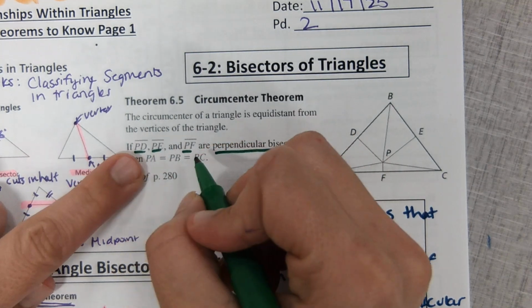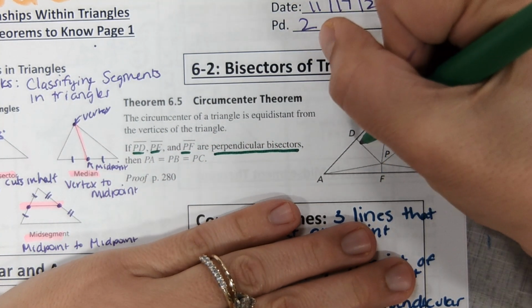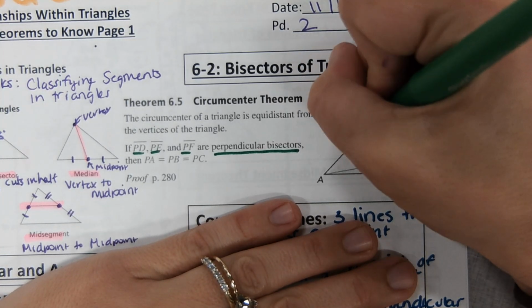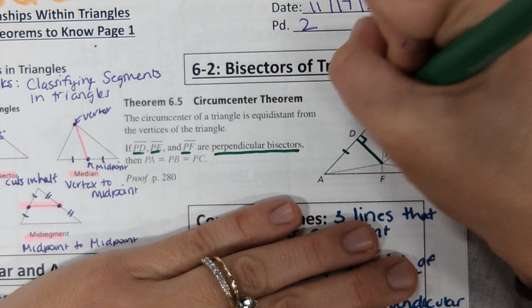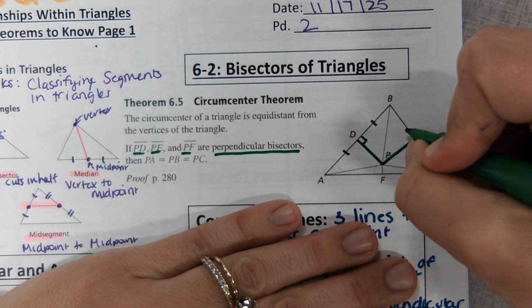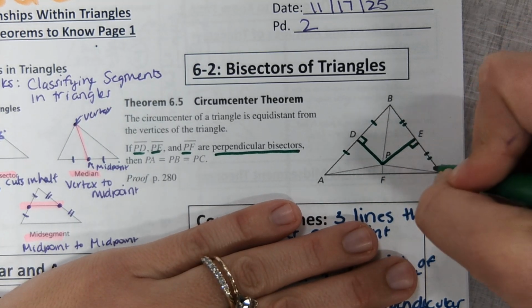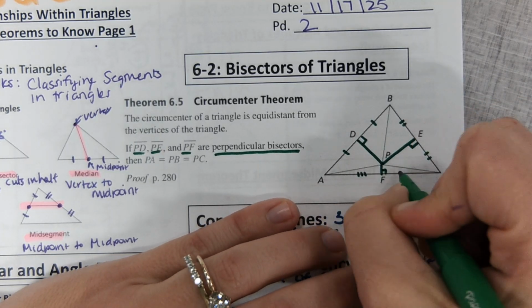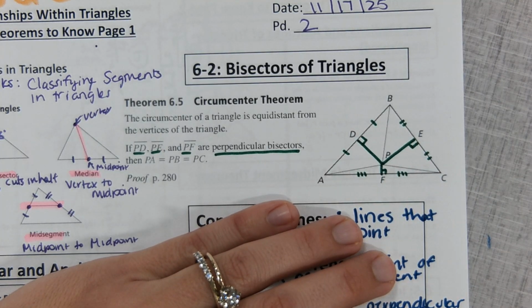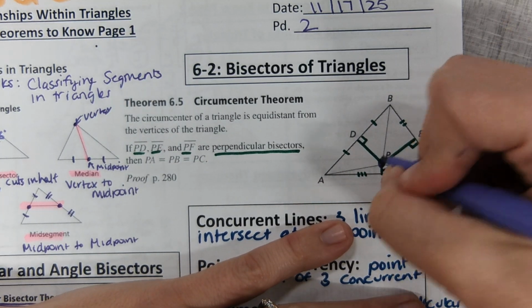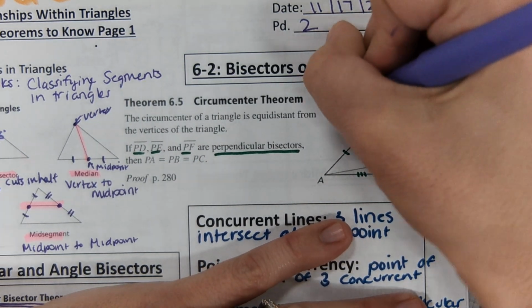Okay, so I'm tracing these perpendicular bisectors. So you have PD right here. So that's perpendicular to the side, and then it bisects that side. So this is the same length as this. And then PE, perpendicular to this side, and it bisects this side. And then PF right here, perpendicular, and it bisects this side right here. And then where those three lines intersect right here is called the circumcenter.